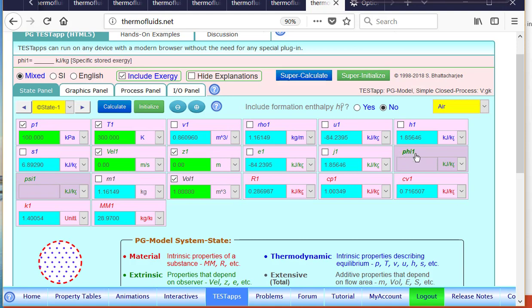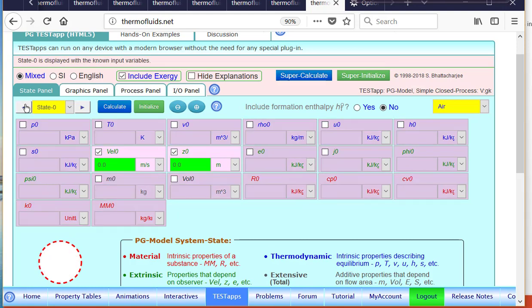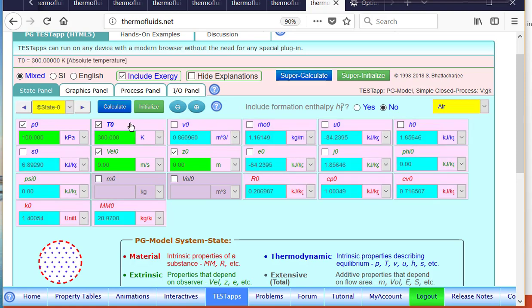Phi is the Exergy per unit mass of the system. Of course, they are not calculated, because to calculate Exergy you need the dead state, because Exergy is a measure of how much difference the system possesses compared to its dead state. So we go to state 0, which is the designated dead state, let's say 100 kPa and 300 Kelvin, the atmospheric conditions. Of course, velocity and height have to be 0 to be at the dead state.